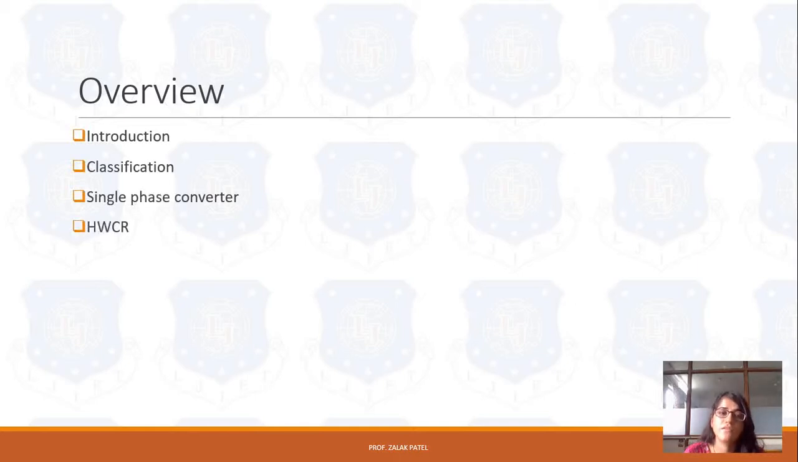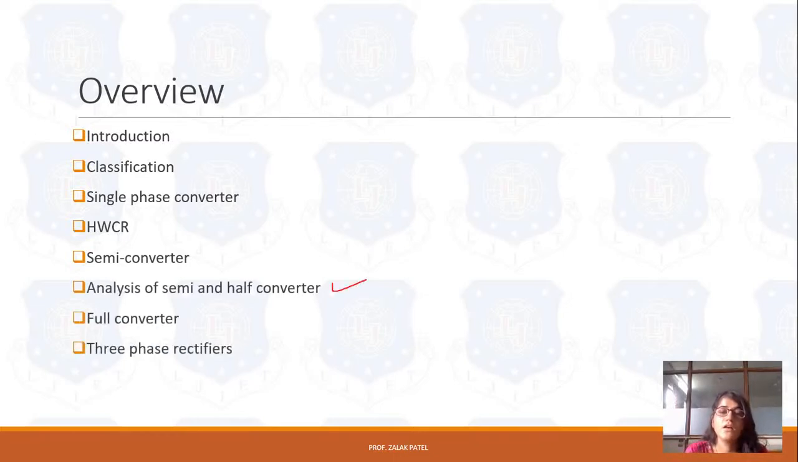So this is the end of chapter number 2. We have seen the introduction of the 3-phase converter, then the classification, single phase converter, half wave converter for 3-phase as well as single phase, then semi converters, analysis with mathematical values of harmonic factor or maybe the CDF or the power factor, or numericals based on this topic can be asked in a 5 marks or 7 marks question. We also saw the full converter as a 2-quadrant operation, then different 3-phase rectifiers, semi, full and half rectifier. So this is the end of unit number 2.